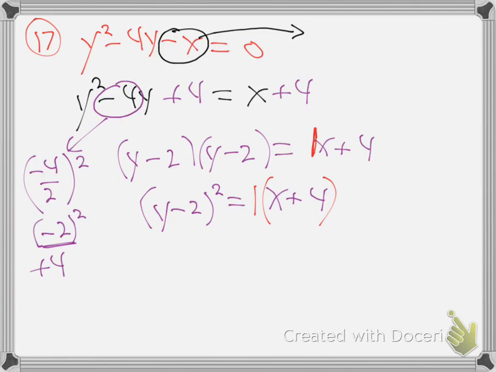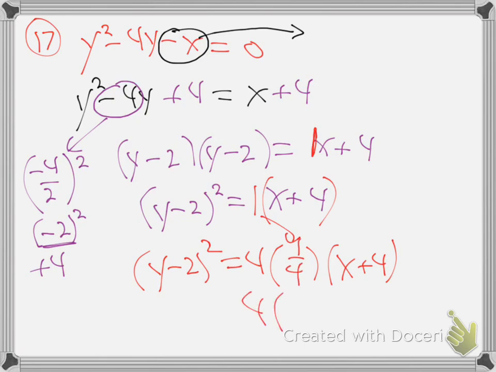Okay, take out the 1, and then you force the 4, because you've got to have that to know how to find the focus. So what goes here, this number 1 over 4, make that 0.25. Then you could graph away to your heart's desire.